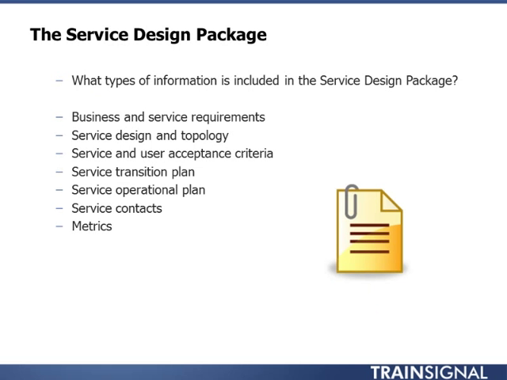Here are some of the types of information that's included within the service design package. We start with business and service requirements. Some of these may be defined in the service strategy phase and driven through more clarity in service design. We'll talk about the design and topology. What does the design look like from a technical and management point of view? What's the user acceptance criteria? How do we know when users have accepted the new service as the new way of doing things?